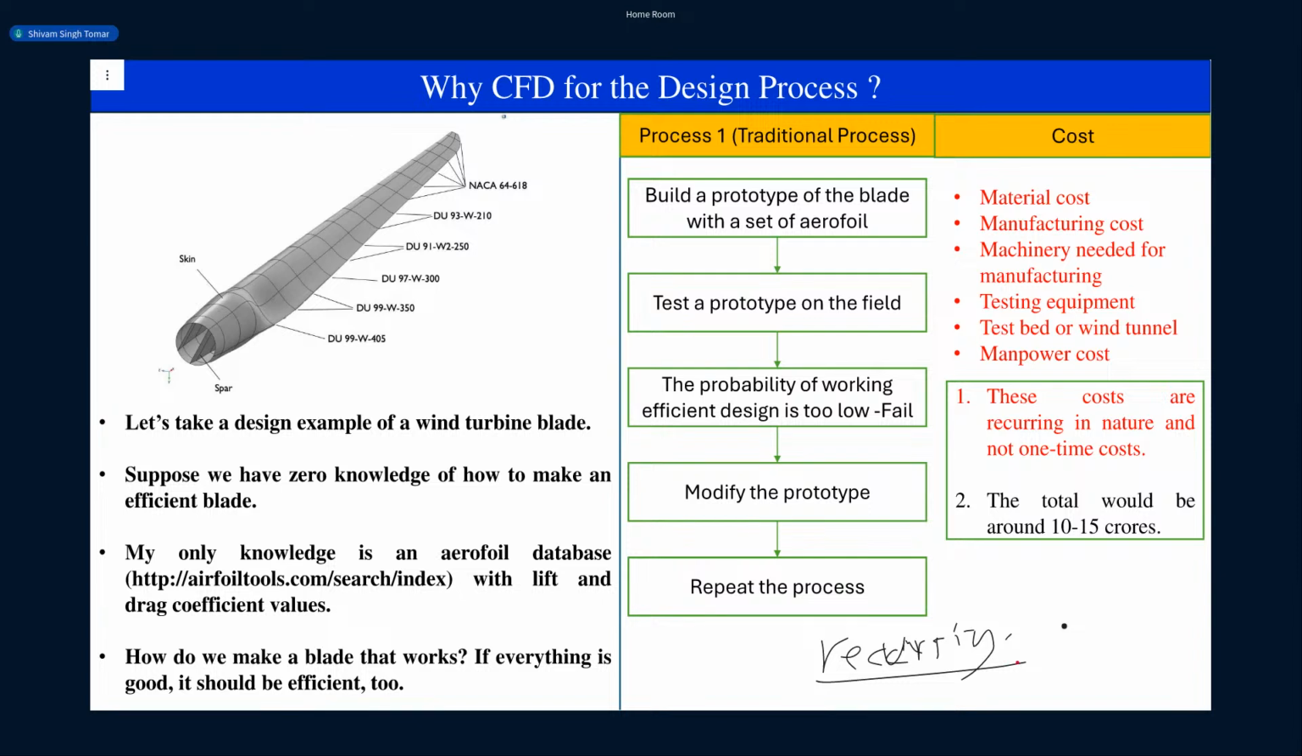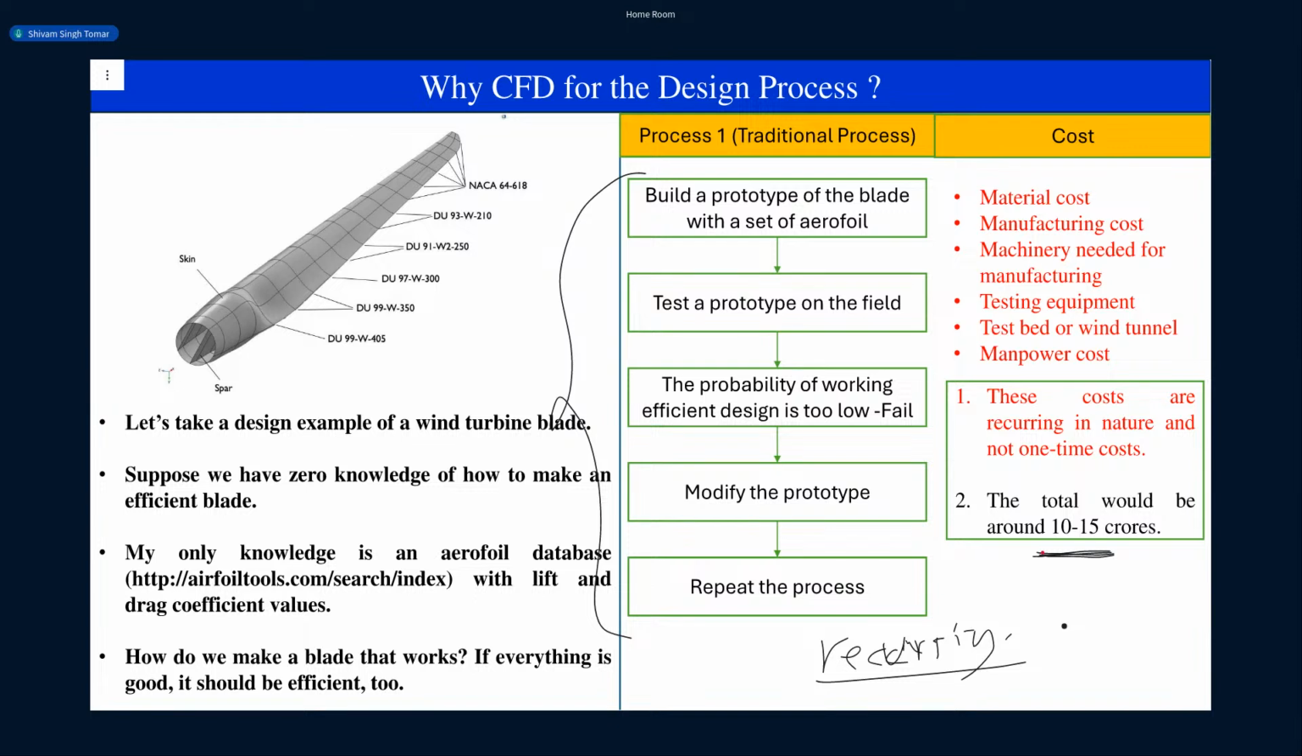For each of the cycles which I have shown in this flow chart, every time you do this cycle, you will have those costs coming into the picture again and again. And that will lead to, even for designing a small, decent blade, not a very efficient one, the cost going around 10 to 15 crores. Right? This is actual numbers.